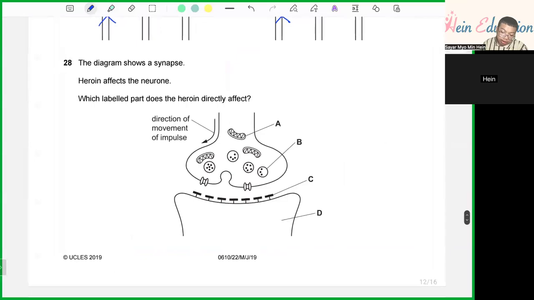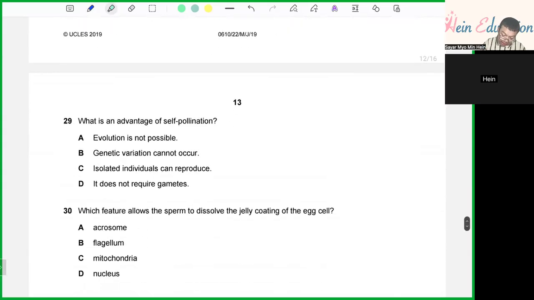And next one, the diagram shows a synapse and heroin affecting the neuron. Which labeled part does the heroin directly affect? So as we learned from this chapter, heroin or other chemical substances will bind to and block the receptor, so that the normal neurotransmitter cannot bind and perform its function. So here, the protein receptor is labeled C. So you have to choose the answer C.